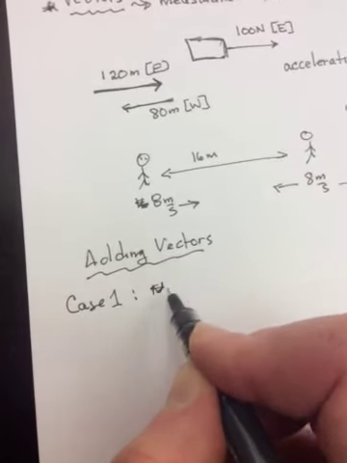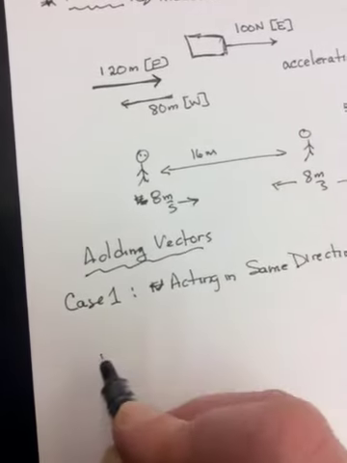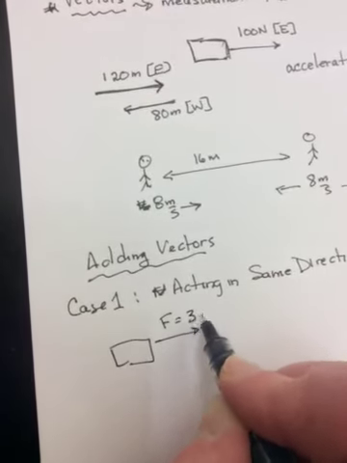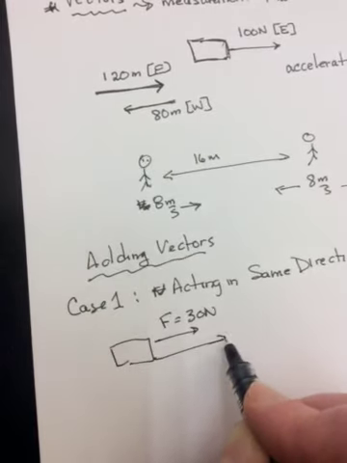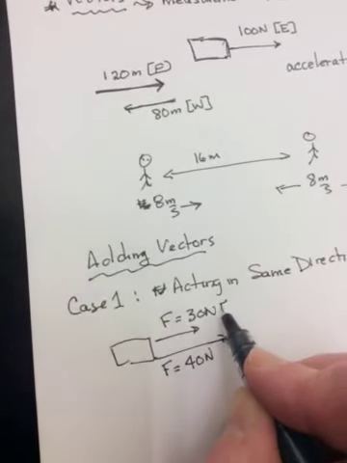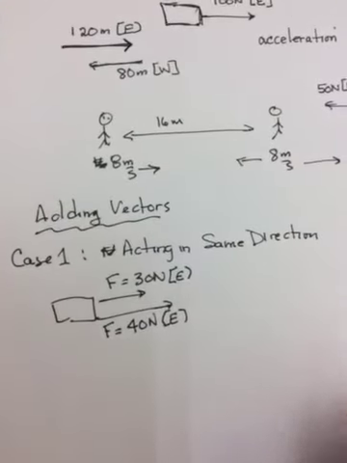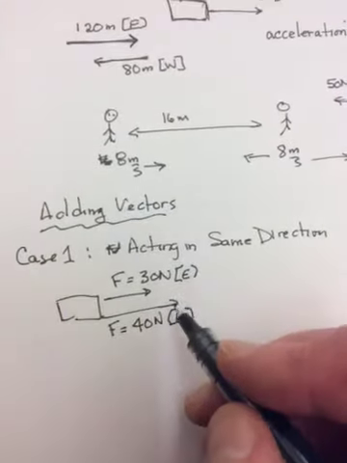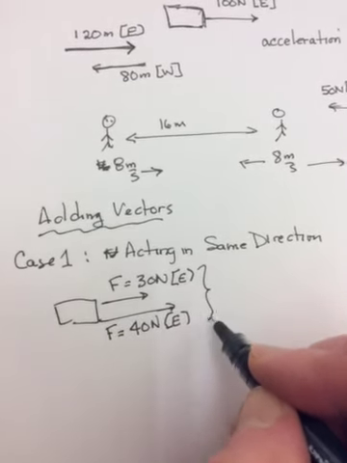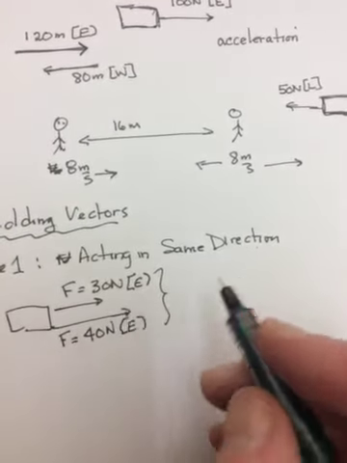Okay? Acting in the same direction. So we'll go back to those 2 people pushing on the box. So let's make one push with the force of 30 newtons and the other push with a force of 40 newtons. And they're both pushing to the right, or maybe I'll say east. Okay? Without me even telling you anything about how to add vectors together, I'm pretty sure you're all thinking the total would be 70 newtons. And you would be right. When we're adding vectors acting in the same direction, you just add them and keep the direction.